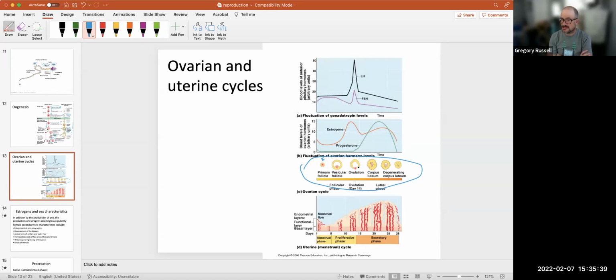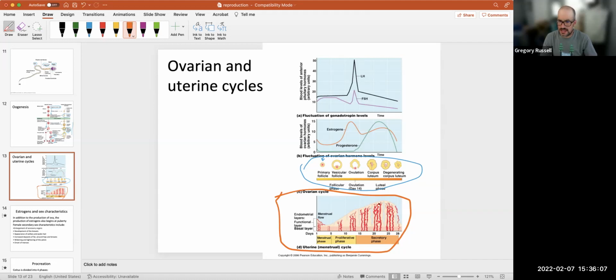Remember, if pregnancy occurs, the uterus is what's going to support that pregnancy. And we have to have the uterus ready for implantation to occur if fertilization occurs. So we also have the uterine or the menstrual cycle that we're also paying attention to. And that's what we see down here in the bottom frame in this diagram, the uterine or the menstrual cycle occurring as well.